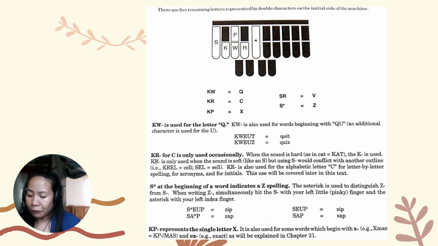So let's see, KW is used for the letter Q. KW is also used for words beginning with QU. No additional character is used for the U. So let's say we have the word quit. You press KW and then EU for the I and then letter T. Quit. And for quiz, we press KW, EU for the I, and then the Z for quiz.